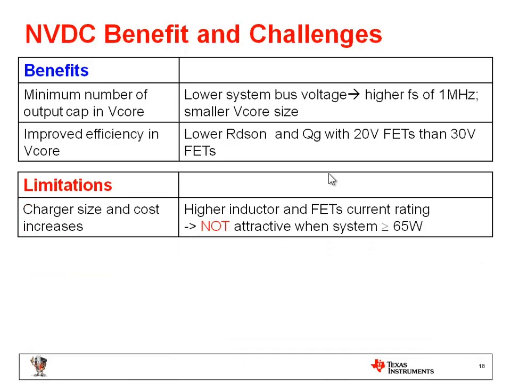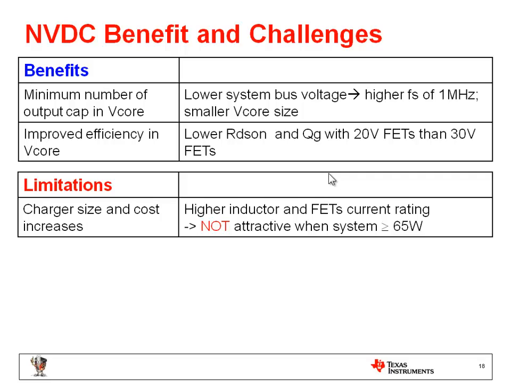But there are always some limitations. Nothing's perfect. In this case, all the power going to the system will go through the charger, while in the past, for the traditional configuration or the hybrid, you only worried about the charging power going through the charger. Now with NVDC, you have to design your charger based on the whole system power requirement instead of only the charging requirement. This helps us set a line: NVDC doesn't seem so attractive when the system power is greater than 65 watts. For a system below 65 watts, like 40 watts, NVDC still has its advantage of cost and area savings.